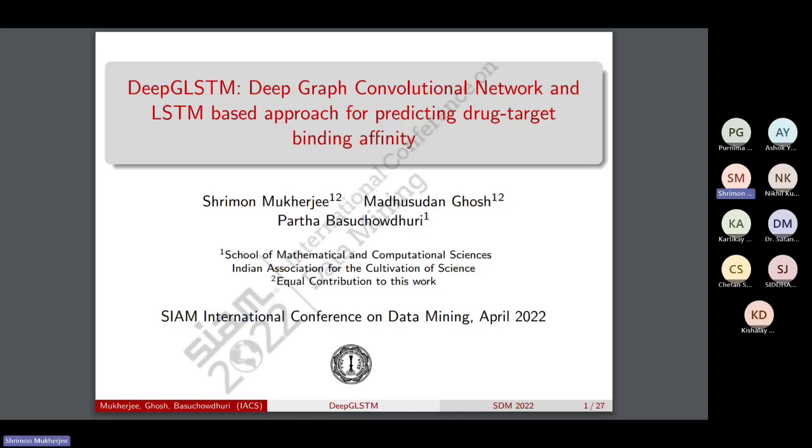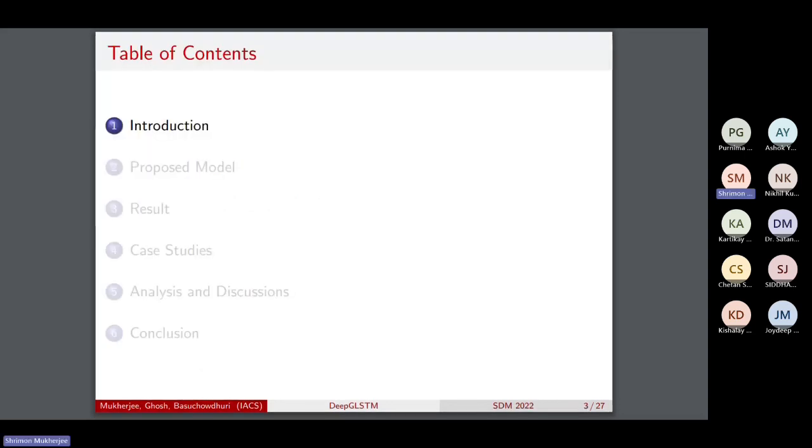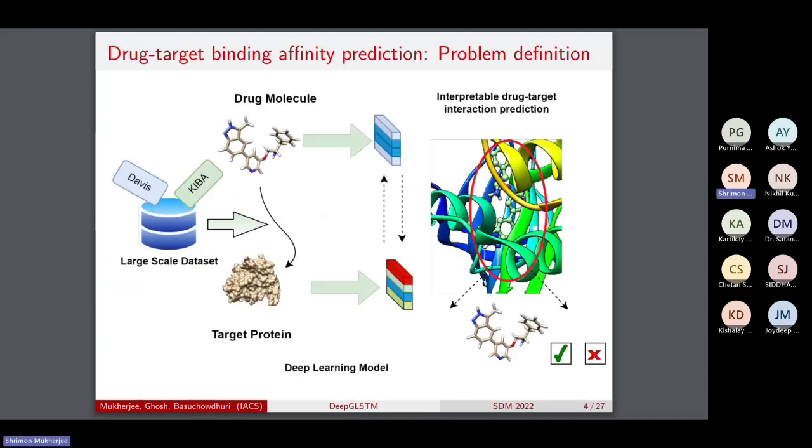DeepGLSTM is a deep graph convolutional network and LSTM based approach for predicting drug target binding affinity. This work is accepted at SDM 2022, and the co-authors are Madhusudan Ghosh and Dr. Partha Chaudhary. At first, I will give the basic introduction: what is drug target binding affinity prediction? But before diving deep into it, I will give a brief overview of what drug repurposing is.